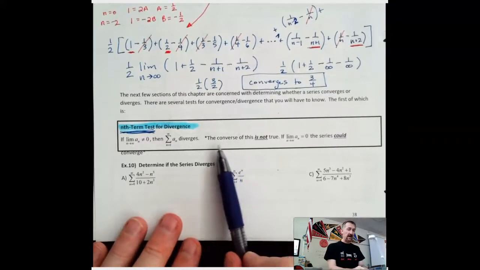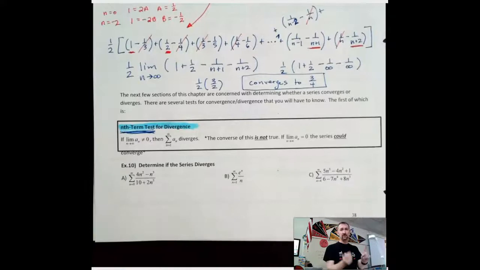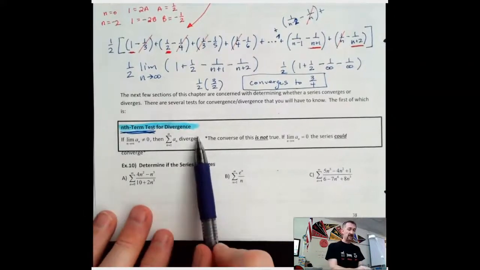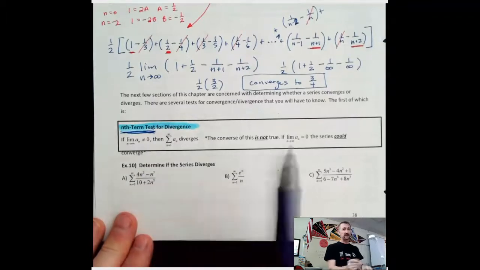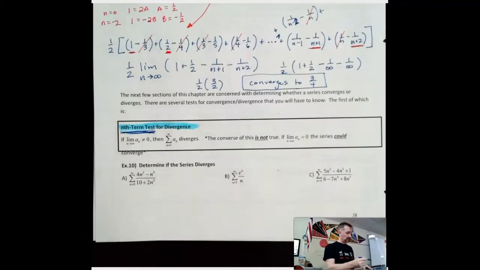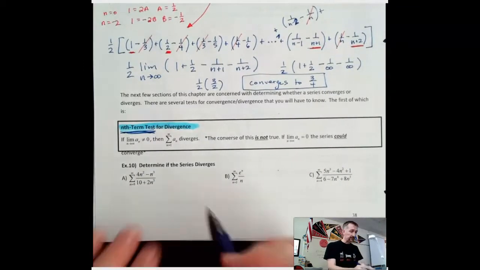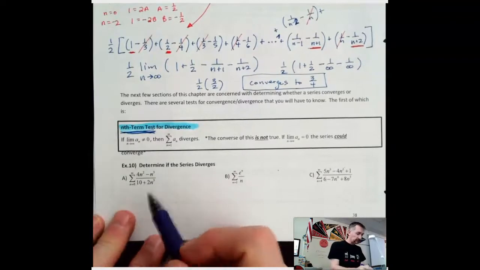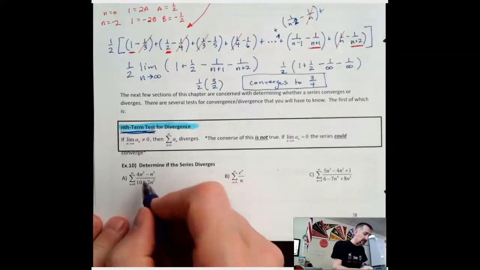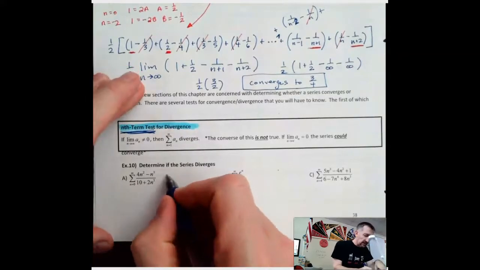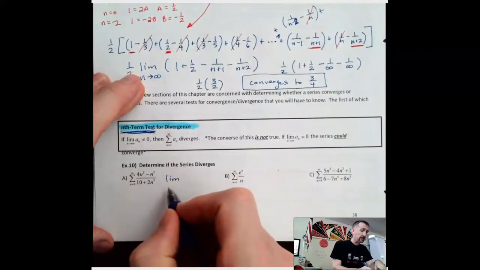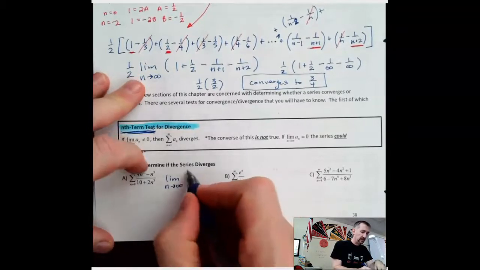Okay? Now, the converse is not true. So just if we switch the order around, if we say that this diverges, then this can't be 0. That's not true. So it doesn't work in that direction. Okay. So what we want to do here is take the limit of that as n approaches infinity. So we're looking at the limit as n approaches infinity of this.